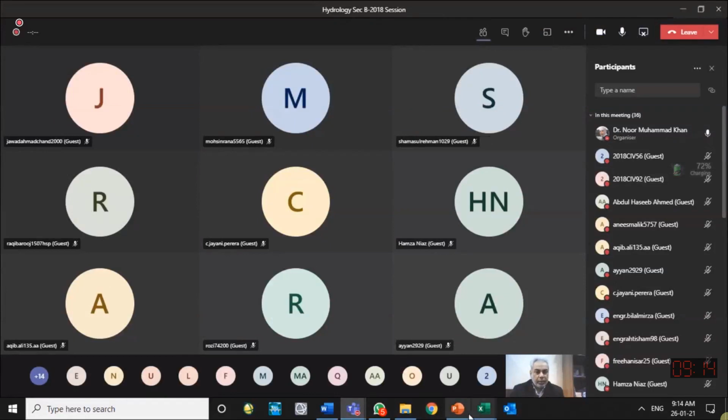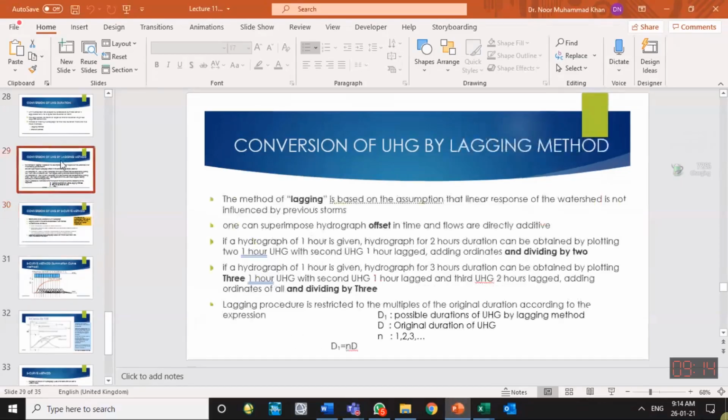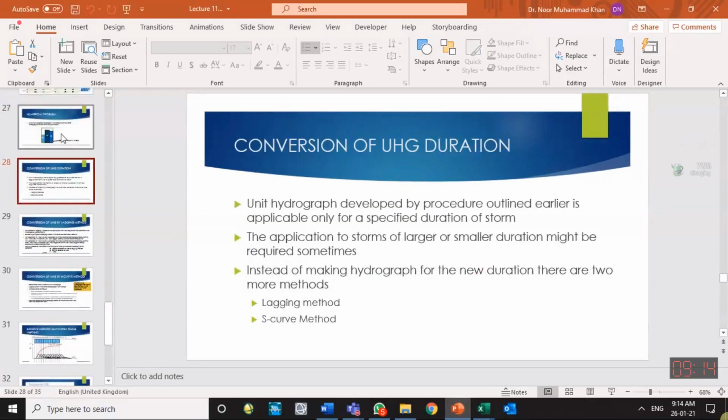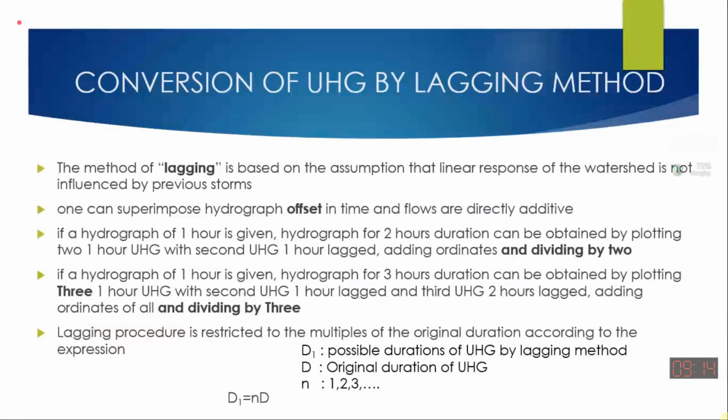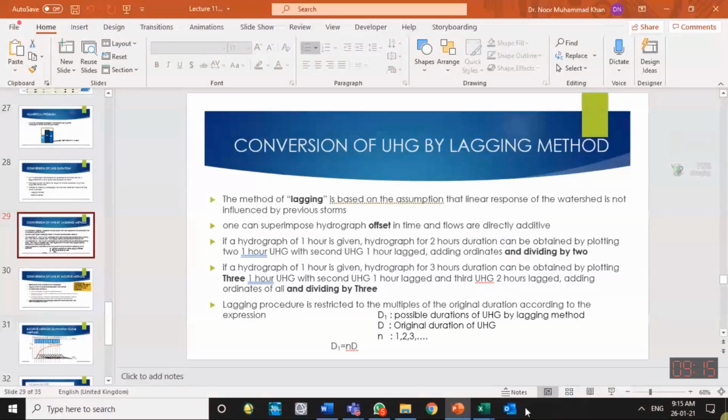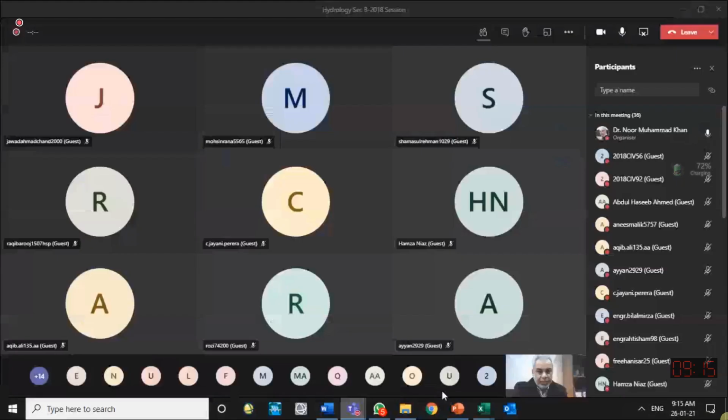Okay, let us start. Conversion of the unit hydrograph. Because a unit hydrograph is good for one storm duration, we are lucky if we get the unit hydrograph of the same storm duration for which we want to carry out the flood analysis or direct runoff analysis. So we need it. Hopefully you are seeing the slides and getting my voice also.